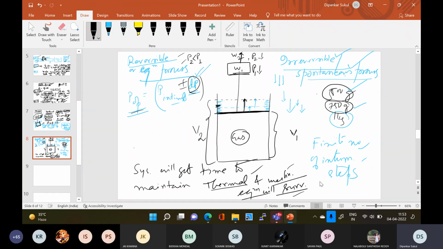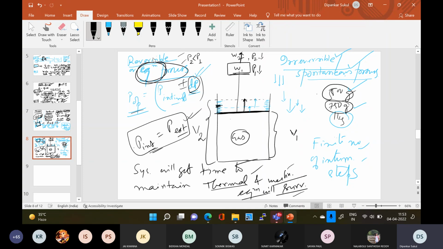That is, the internal temperature and external temperature will come to an equilibrium value. Internal pressure will become the external pressure. That is, pressure will maintain the equilibrium condition during each intermediate change. Because each change is so slow, the system will get sufficient time to maintain this equilibrium. That's why it is called an equilibrium process.